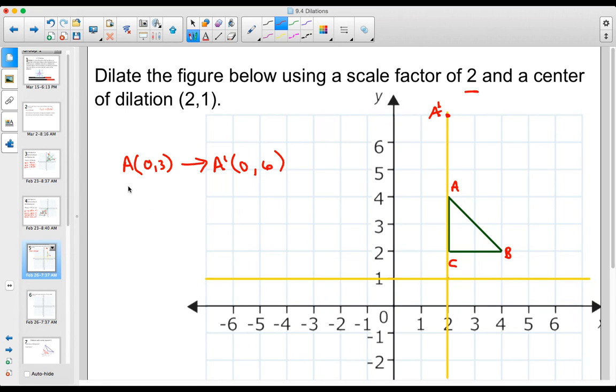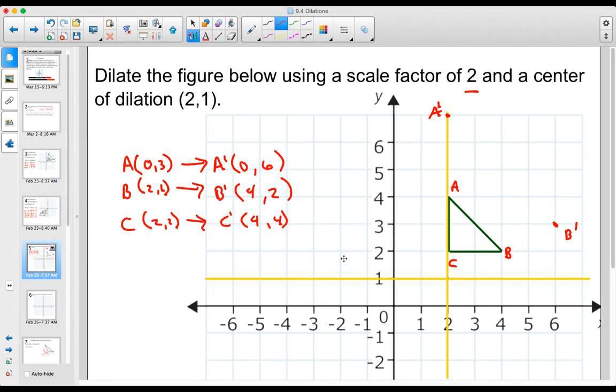Now I'm going to do B. B is at 2, 1. B is going to map to B prime. I'm doubling these, so 2 times 2 is 4, 1 times 2 is 2. So we're going to go to 4, 2. There's B prime. Now C, all right, C is at 2, 2. So I double them. C prime is going to move to 4, 4.